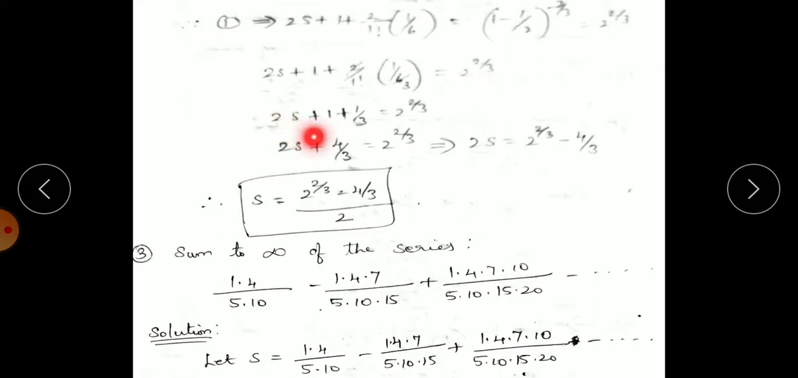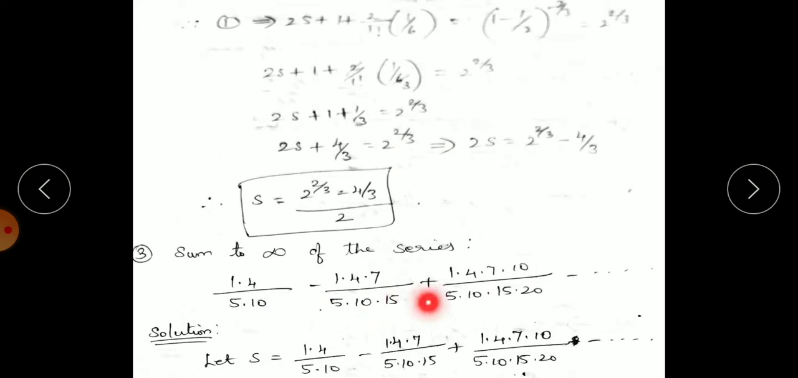Now after simplifying, 2s plus this becomes 4/3, which is equal to 2^(2/3). So 2s equals 2^(2/3) − 4/3. Therefore x is equal to (2^(2/3) − 4/3) divided by 2. So this is the answer. Now we can move on to the next problem.